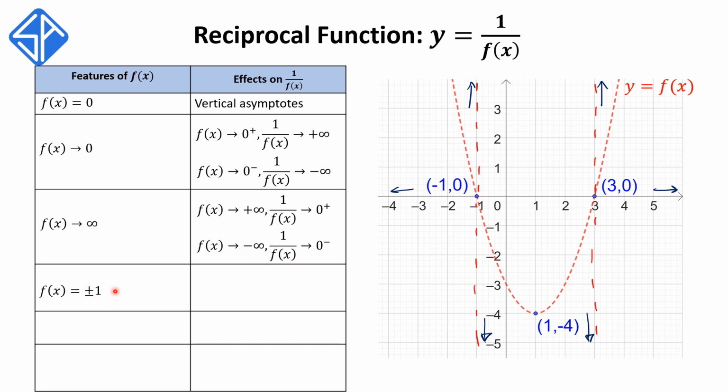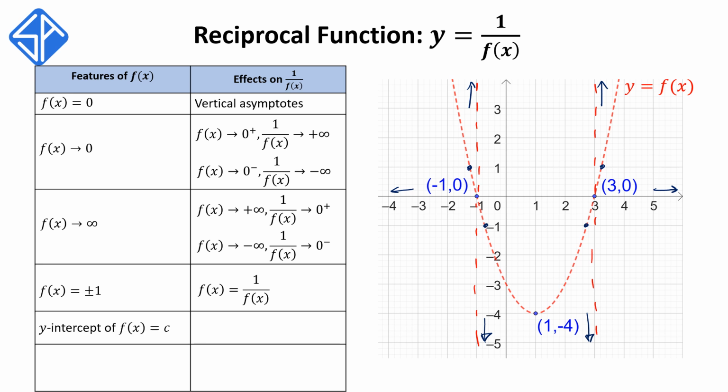We also need to consider what happens when f of x is equal to positive or -1. Now, if f of x is equal to 1, 1 on f of x is equal to 1 divided by 1, which is going to be 1. Or if f of x is equal to -1, 1 divided by f of x will be 1 divided by -1, which is also -1. So this means that wherever f of x is equal to positive or -1, both of these graphs, f of x and 1 on f of x, will have the same value, so they're going to intersect. So let's mark in those points. This is where f of x is equal to 1, and that's where f of x is equal to -1.